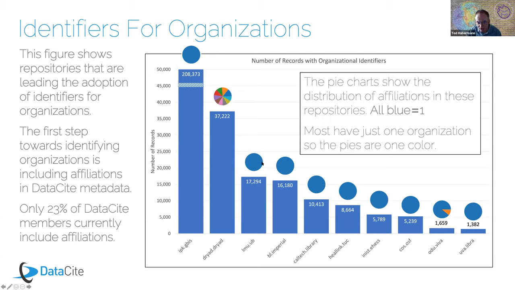And some of these, you can see little slivers of light, maybe. In the Old Dominion University, there's a significant second piece. But the interesting thing here is that most of these leading organizations have pies that are mostly blue, which means that they're able to add identifiers to many of their metadata records with only a small number of organizations.